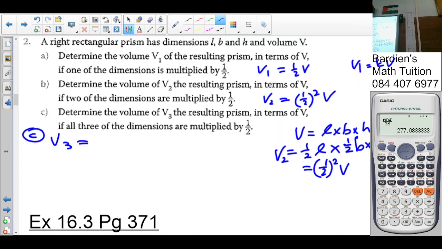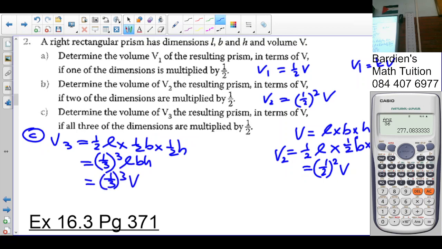Right. If you go with V3, now determine the volume V3 of the resulting prism in terms of V, if all three of the dimensions are multiplied by a half, which means the length is multiplied by a half, the breadth is multiplied by a half, and the height is multiplied by a half. So it's going to be a half L times a half B times a half H. So that's going to be a half cubed LBH, which is a half cubed V. That's how you obtain V3. You understand? Okay.